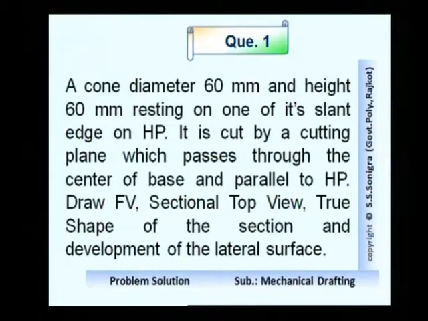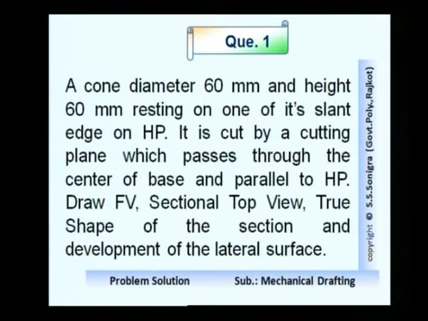So the first problem for today's discussion, the data is given like this: a cone of diameter 60 mm and height 60 mm resting on one of its slant edges on the horizontal plane. It is cut by a cutting plane which passes through the center of the base and parallel to the horizontal plane. Draw the front view, sectional top view, true shape of the section, and development of the lateral surface.